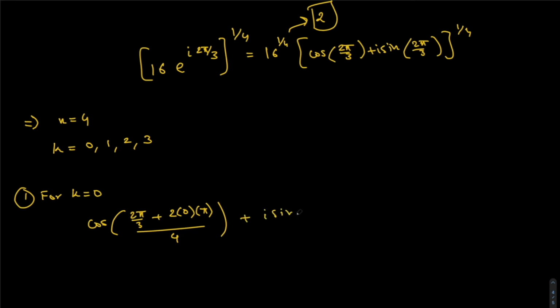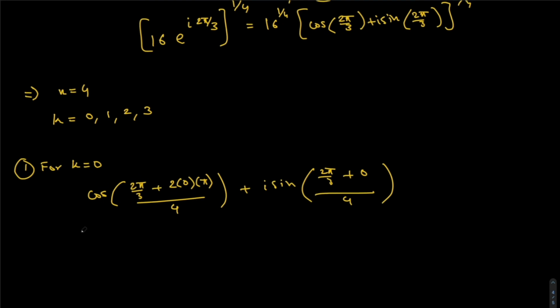Plus I sine, I'm going to write the exact same thing here. 2 pi by 3 plus 0 upon 4, because anything multiplied by 0 is 0, right? Simplify this down. We have 2 pi by 3 upon 4. So I can simplify this like this.